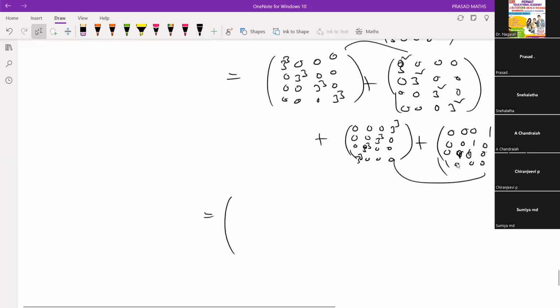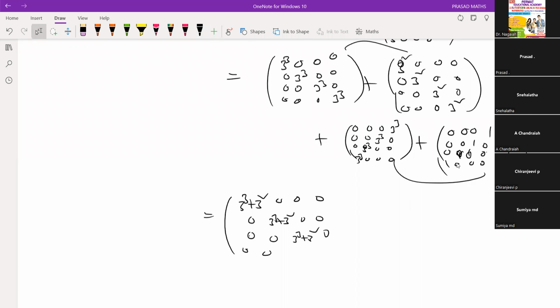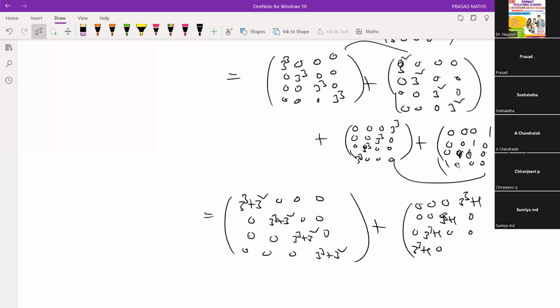That means 3 cube plus 3 square on the diagonal, and on the anti-diagonal 3 power 3 plus 1, with zeros elsewhere. So this is actually the answer.